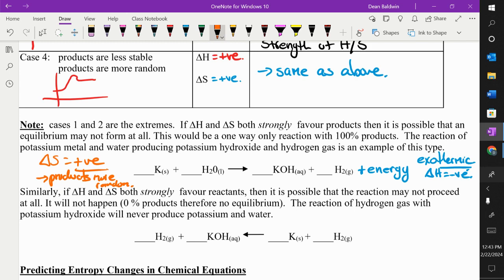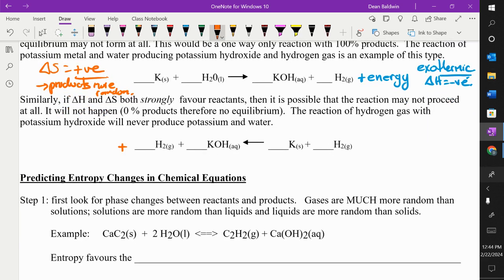The reverse process, if I took hydrogen gas and potassium hydroxide and tried to mix those together, you're now going against all that. You're trying to push it this way, but the reaction is like, no, no, I want it to stay over here. So this reaction is never going to happen, basically. This is basically 0% chance because both entropy and enthalpy are saying, no, we're staying here. It's basically impossible to reverse that reaction.